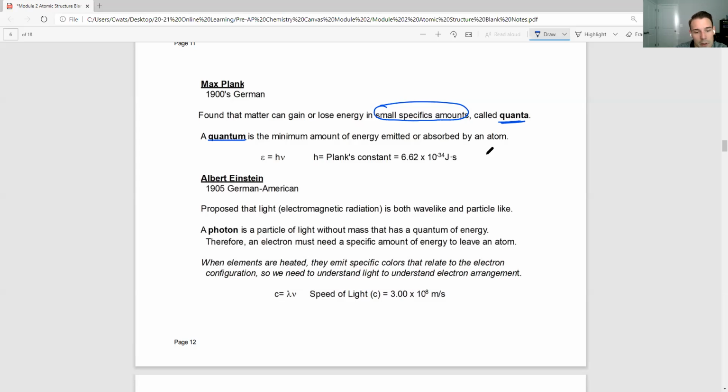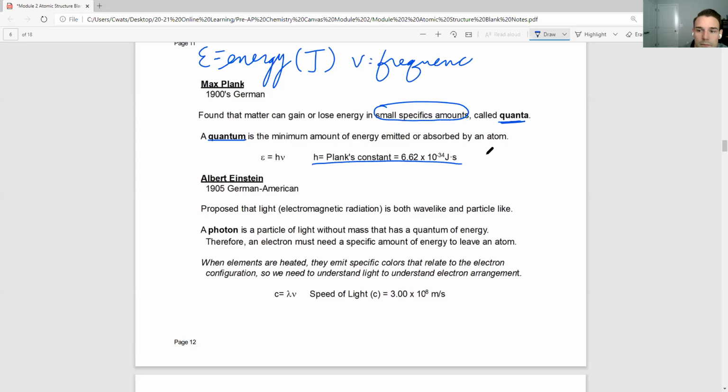That's the Greek symbol epsilon, but it's just energy is equal to H times nu. So that's energy. H is Planck's constant, 6.626 times 10 to the negative 34th, and the units are joules per second. Remember, energy is in units of joules, and then nu, which remember is frequency, is in units of, remember, 1/seconds. Okay, so this is an equation we're going to see and work with here in a second.